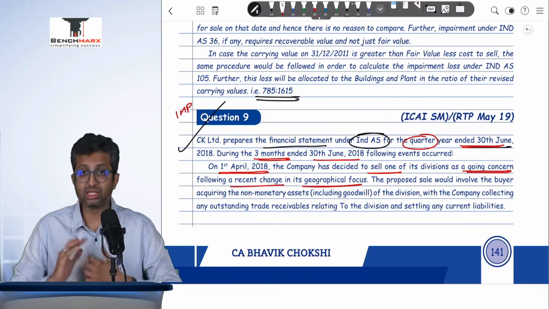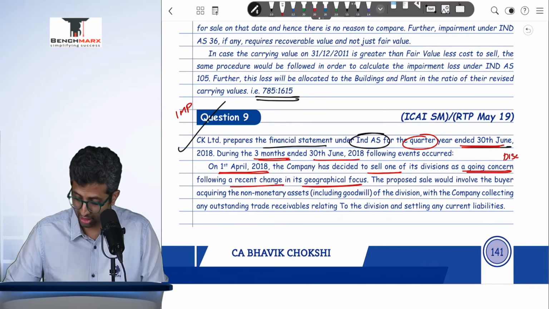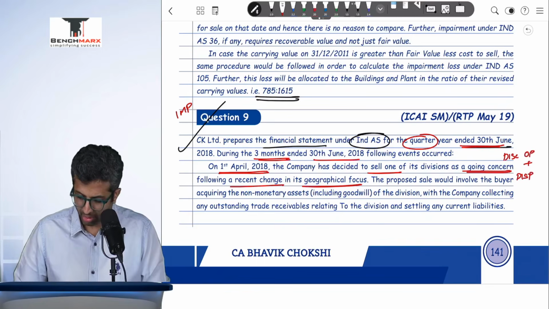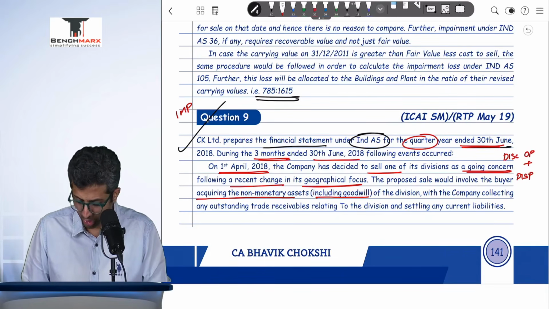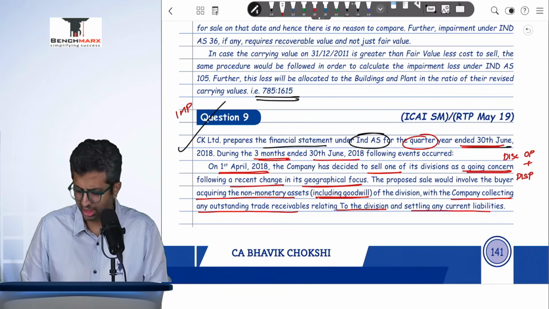So is it deciding to sell one of its divisions? Yes, and hence this can be taken as a discontinued operation, and this can also be disposal group because you are intending to sell it. The proposed sale would involve the buyer acquiring the non-monetary assets, including goodwill, of the division, with the company collecting any outstanding trade receivables relating to the division and settling any current liabilities.